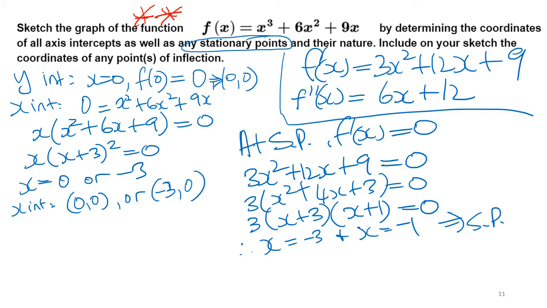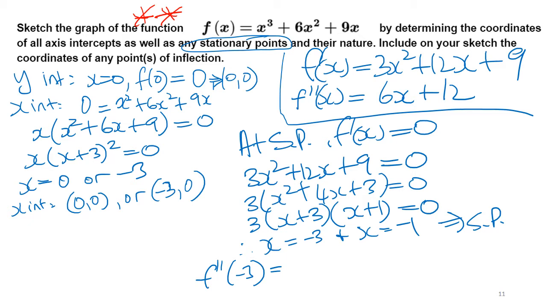Alright, so let's see what else we can do. We have found these 2 points. We need to sub them into the second derivative to see whether it is concaving up or concaving down. So we're going to get f double dash negative 3.